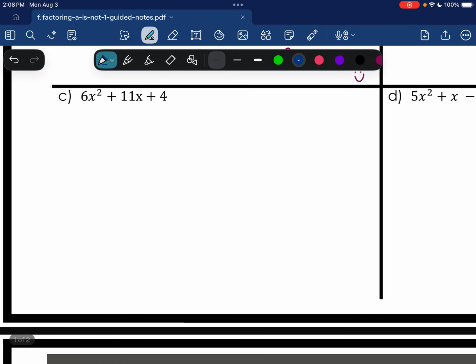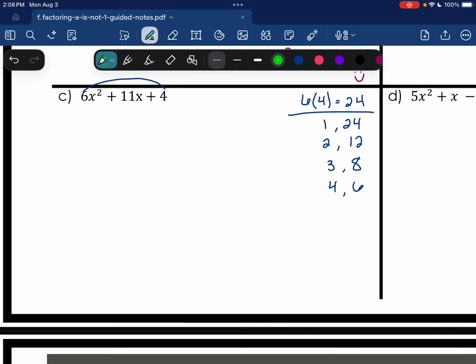All right, next we have 6x squared plus 11x plus 4. Again, no GCF here, so we're just going to jump straight into 6 times 4, which gets us 24. We want to be thinking of factors of 24. So 1 and 24, 2 and 12, 3 and 8, 4 and 6.